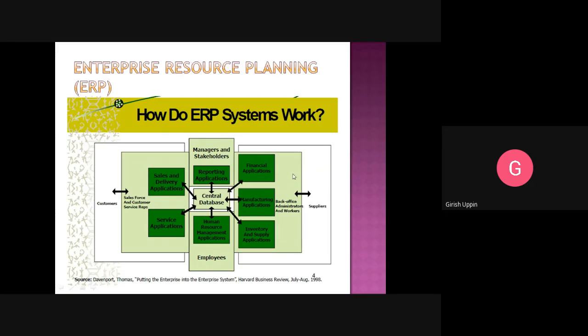In the case of a supplier and the ERP system, office administrators and the workers are directly dealing with the suppliers. Inside the organization, these are the different functionalities we have, and we have a central database, and all the subsystems interact with the central database. They are updating the database as and when required. That updated information is used by the other departments.